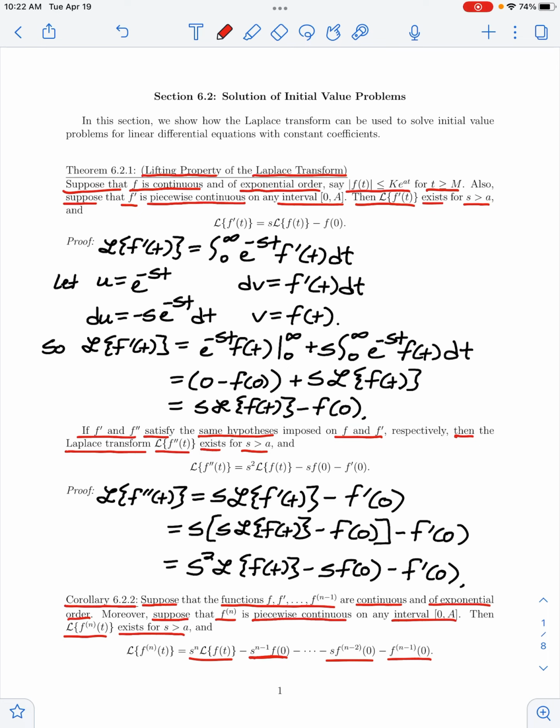So by repeated application of this lifting property, we see that we can rewrite the Laplace transform of the derivative of a function, or higher derivatives of a function, in terms of the Laplace transform of the original function and the value of this function and its derivatives at time 0.